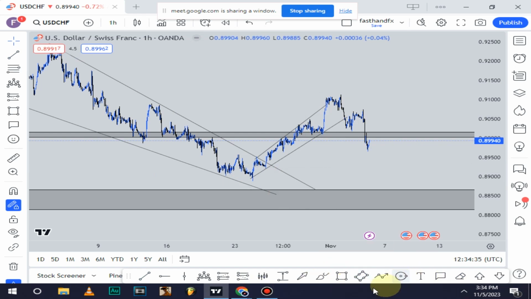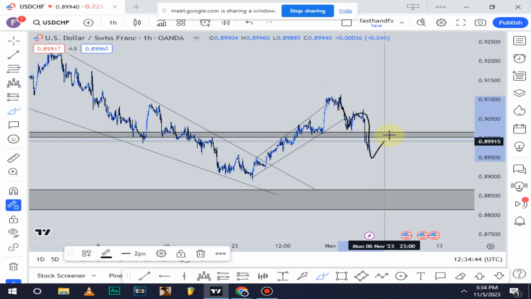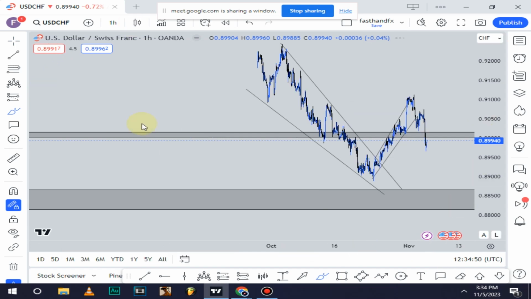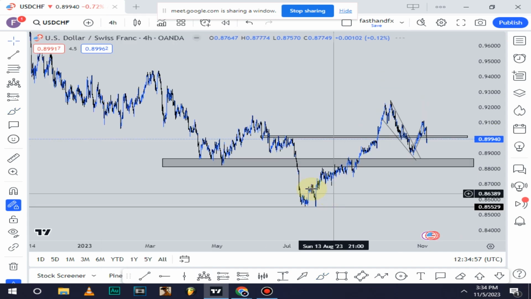So right here we have impulse and correction. This was an impulse. You can see this is a version of correction. So now we have an impulse, and guess what? We need a correction before continuing to go down. I don't know why the market wants to go down. I just have to make sure that I'm understanding why. Let me try and see.